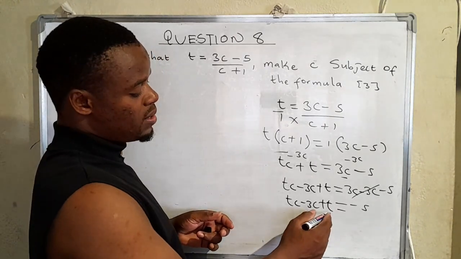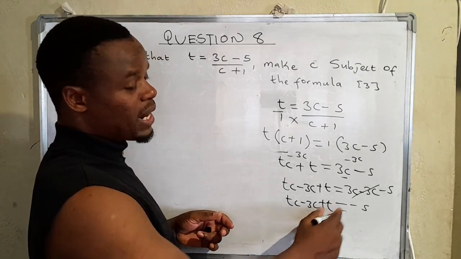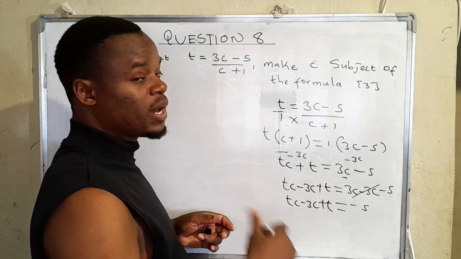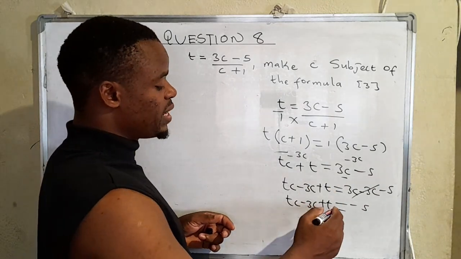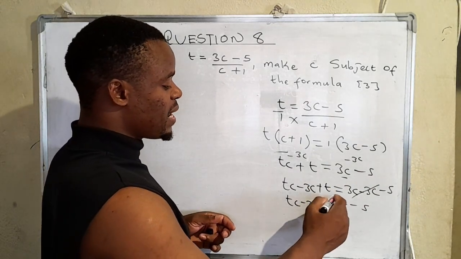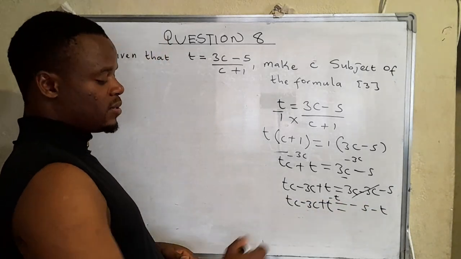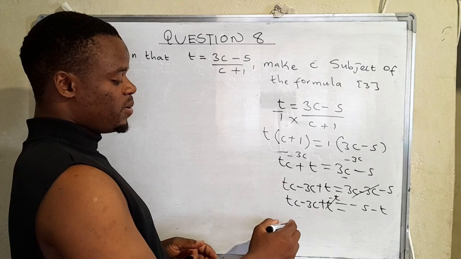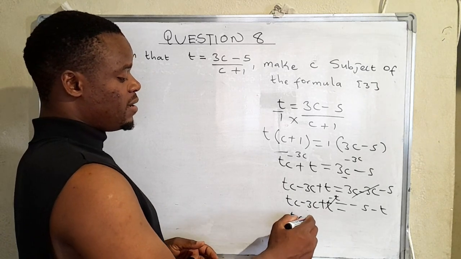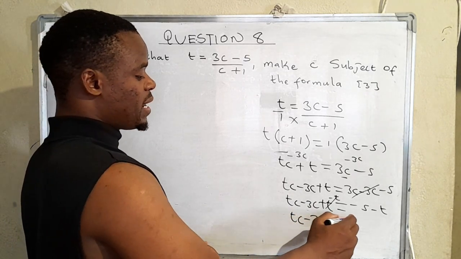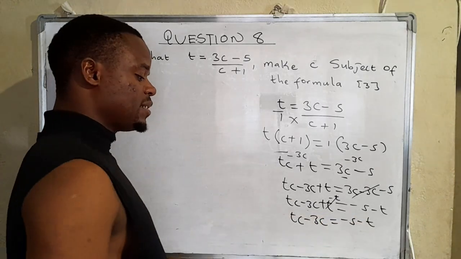Now, this t is not a like term of this one, so it has to be moved to the other side. So now, how do you do that? You simply bring in the additive inverse, minus t, minus t. So that these two will give us a 0, and we're going to have tc minus 3c, which is equal to minus 5 minus t.